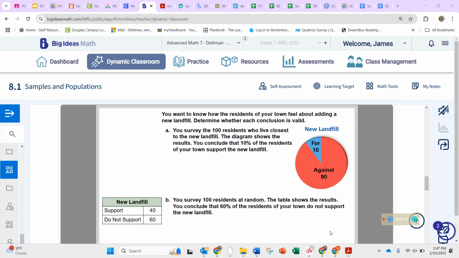It says you survey 100 residents at random. The table shows the results. The table is the one on the left here. You conclude that 60% of the residents of your hometown do not support the new landfill. So look at the difference. We can see that people living right next to the new landfill, 90 out of 100, are against it. But when we ask people at random, we get a 60-40 split. 60% say we don't support it, 40% say it sounds good. Okay, so that's what we have.